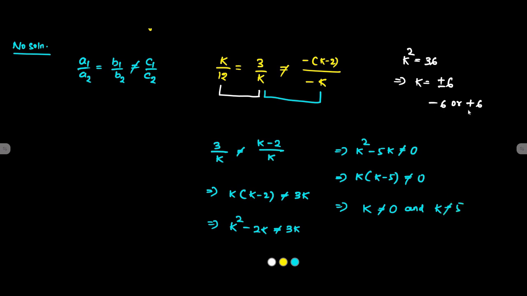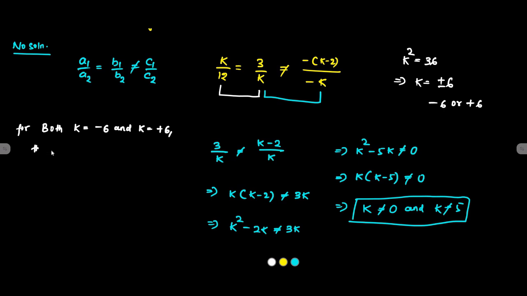Now both minus 6 and plus 6 satisfy this condition. k should not be equal to 0, k should not be equal to 5. In either case, minus 6 or plus 6, it is not equal to 0 and not equal to 5. So both these values, minus 6 and plus 6, are satisfying. So the value of k can be both k equals minus 6 and k equals plus 6, and the system of linear equations in two variables has no solution, because both of them satisfy the two conditions.